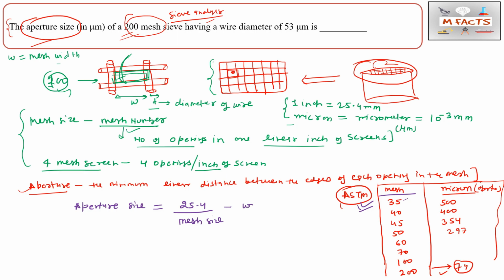wire diameter. Okay, because earlier I have told you the definition of this aperture size, the minimum linear distance between the edges of each opening in the mesh. So the minimum linear distance between the edges of each opening in the mesh may be defined as 1 by mesh size, and this 1 basically is for inches, and we can convert this inches into millimeters. Okay, so that's why this 25.4 is in mm by mesh size minus wire diameter, and this will also be in mm only. Okay, so the wire diameter, that is d, is given here, that is 53 micron meter.